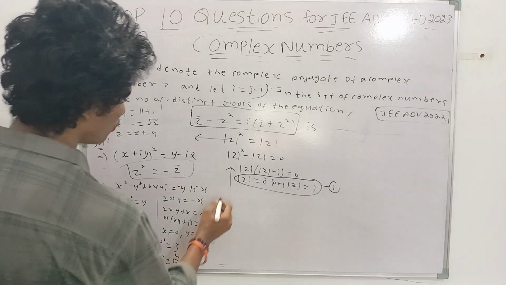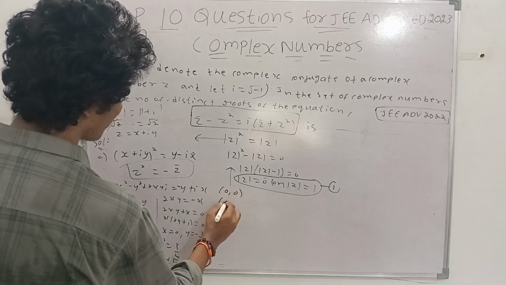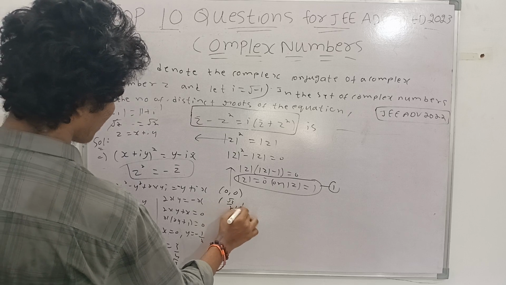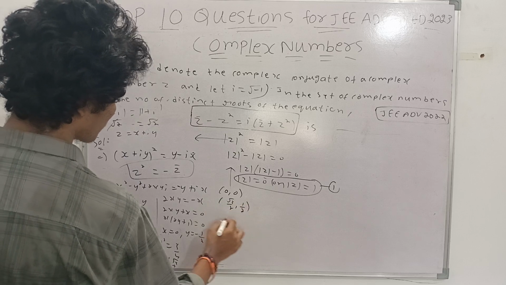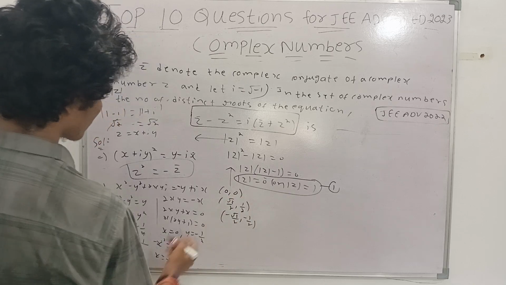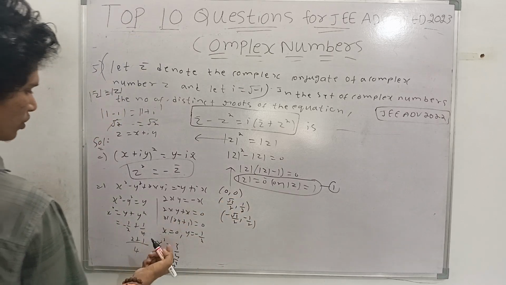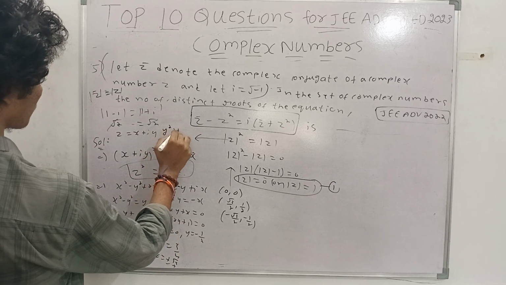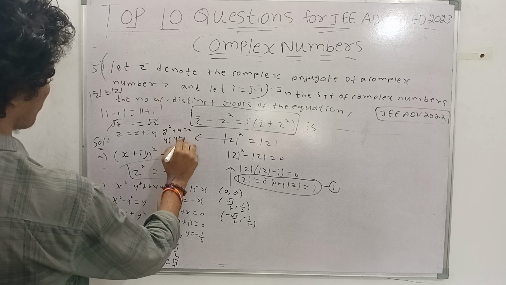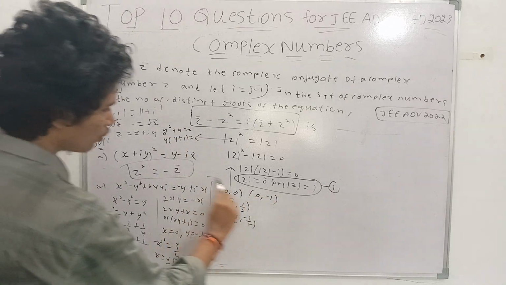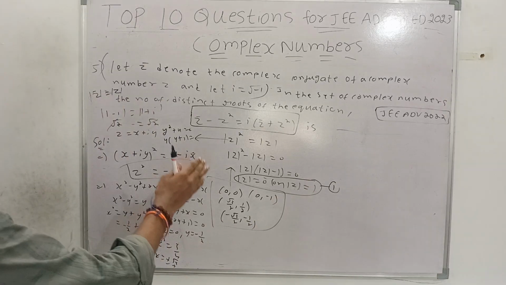From this, when x is 0, y is 0, and when x is root 3 by 2, y is minus 1 by 2, and when x is minus root 3 by 2, it is minus 1 by 2. And if we substitute x is 0 here, what will you get? Y square plus y equal to 0, take y common, you will get minus 1. So another root is 0 comma minus 1. So these are the 4 roots, guys. These are the 4 distinct roots for this equation.